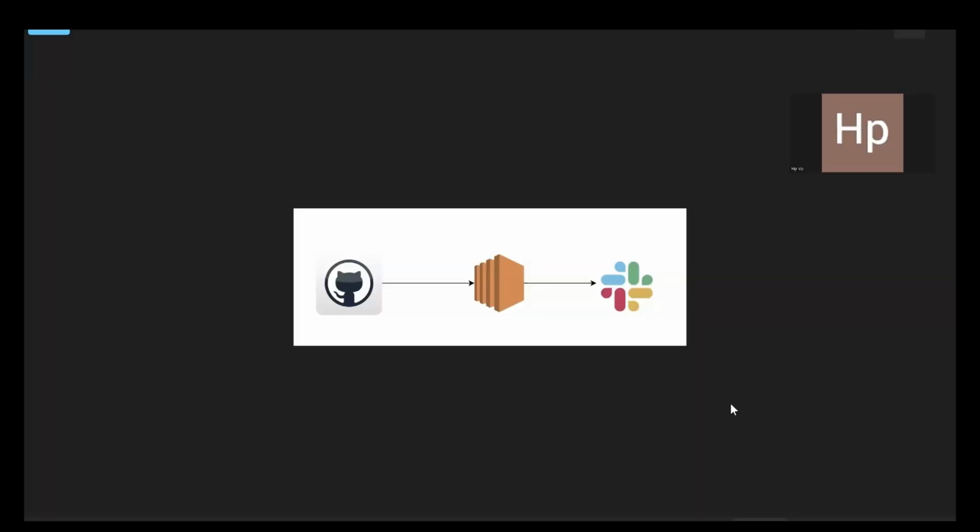So this is the whole setup we are going to do today. First one is GitHub, second one is EC2, which is nothing but a virtual machine. Third one is Slack, a community channel which we're going to send all the information. Imagine if you are working in an organization. In that you have multiple repos, multiple projects.